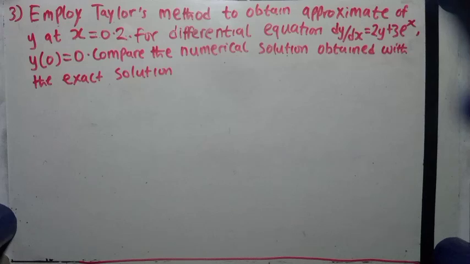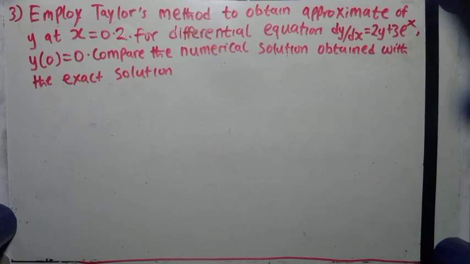Our question says explain Taylor's method. Sorry, not explain. Employ Taylor's method to obtain an approximate value of y at x equal to 0.2 for the differential equation dy/dx is equal to 2y plus 3 exponential x, and our initial condition is y of 0 is equal to 0. Compare the numerical solution obtained with the exact solution.